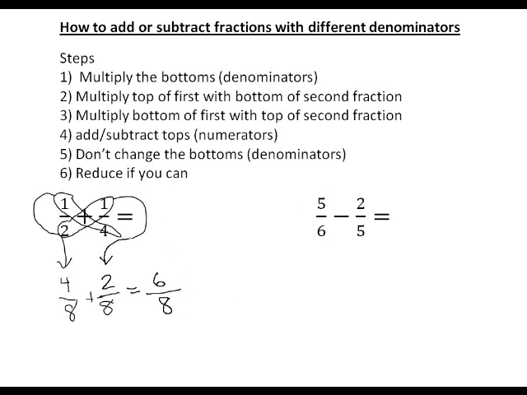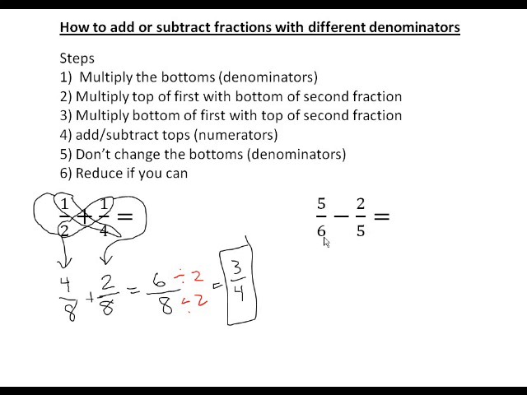And step 6, last step for all fractions, reduce if you can. Both of these parts of the fraction, the top and the bottom, can be divided by 2. So 6 divided by 2 is 3, and 8 divided by 2 is 4. The final answer here is 3/4. Let's try the next one.